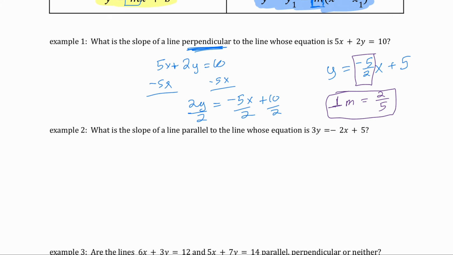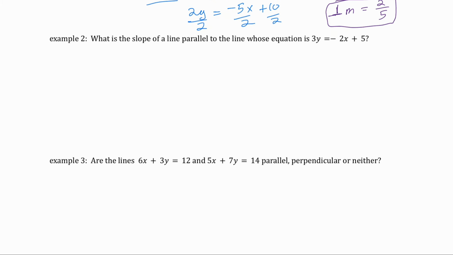All right, for our second example, we're going to take a look at the slope of a line parallel to a different line. Same model, but the difference is we're looking for same slopes this time instead of opposite reciprocals. So we're going to take our 3y equals negative 2x plus 5. And again, our goal is to get this in y equals form. Now this one's a little bit easier. We just have to divide everything by that 3. So we get the line y equals negative 2 over 3 x plus 5 over 3. It's okay to leave that as a fraction. And it's okay if that fraction is like a repeating decimal or something. Totally fine.